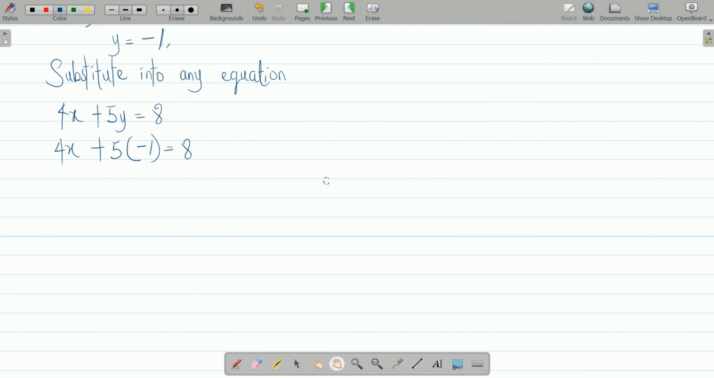Then we have 4x minus 5 equals 8, since minus times plus is minus. Now we collect like terms. Then we have 4x equals 8 plus 5, since the 5 has crossed the equals sign, it becomes positive. This becomes 4x equals 13. Dividing both sides by the coefficient of x, which is 4, we get our answer to be 13 over 4.